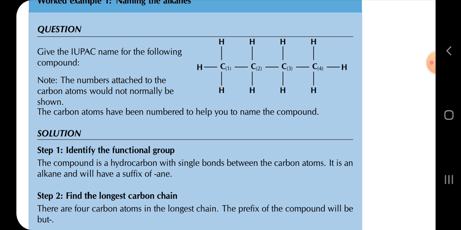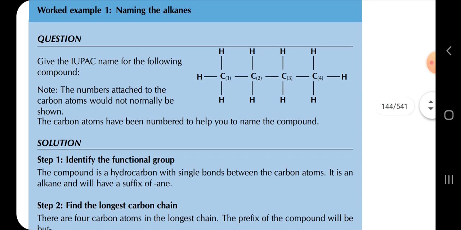Note the numbers attached to the carbon atoms would not normally be shown. Those 1, 2, 3, 4 will not normally be shown. So it's just for example purposes. You will have to do it yourself. So you will have to identify the functional group. That's number one. The functional group tells you if this is a haloalkane, carboxylic acid, ester, or an alcohol. But by looking at this, we only have single bonds, carbon, and hydrogen. So this is an alkane. That is how you identify it. First, you know this is an alkane, so the name will end with ANE.